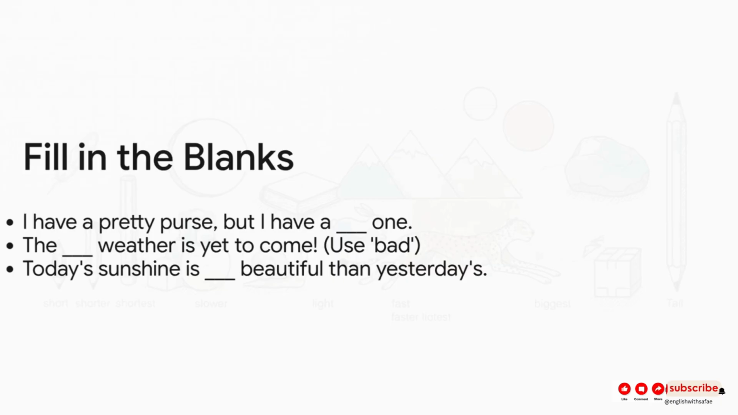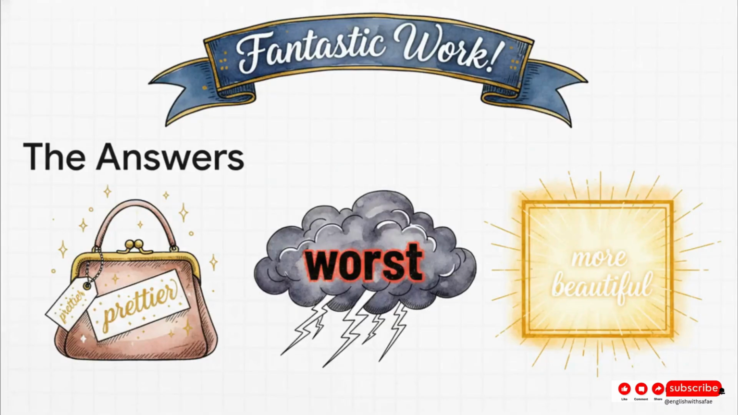All right, time for the final round of our little quiz. This one's a mix of everything we've covered. We've got a word ending in y, one of our irregular rebels, and a classic long adjective. Go on, take a shot at these three. And the answers are prettier, worst, and more beautiful.